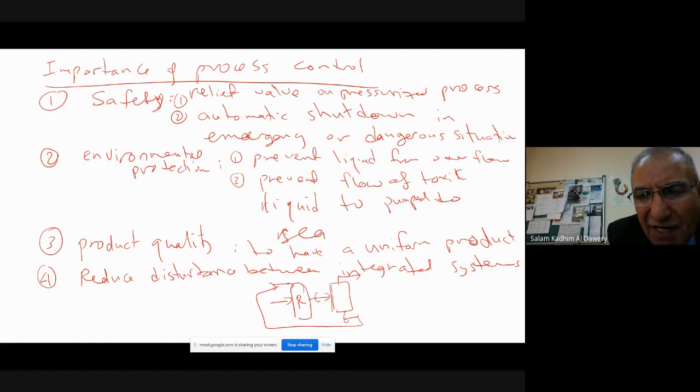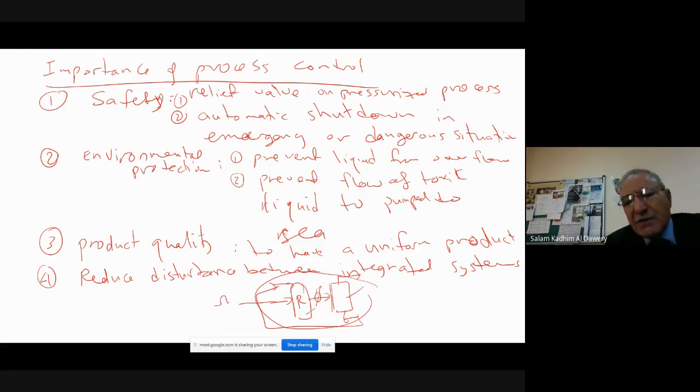You may have a heat exchanger in here. You see three pieces of equipment together. The output of the first one goes to the second equipment, and so on. So in an integrated system, any disturbance, for example in the feeds, will affect the reactor, the heat exchanger, and the distillation column. So a control system will try to minimize or reduce the disturbances among these equipment.